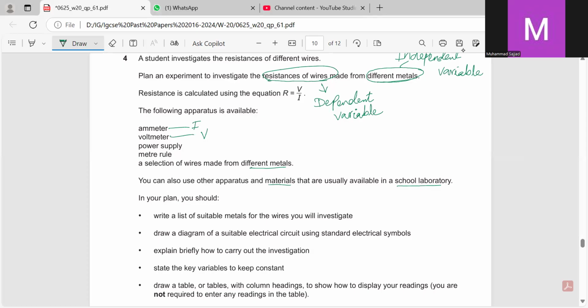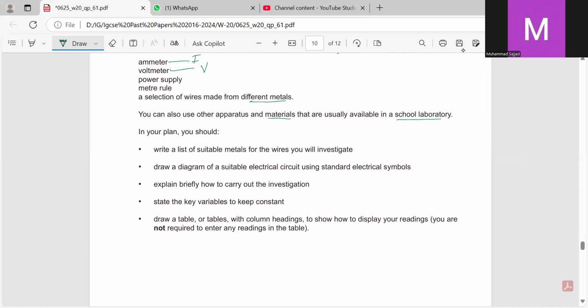In your plan, these are the guidelines which we have to follow. Write a list of suitable metals for the wires you will investigate. Draw a diagram of a suitable electrical circuit using standard electrical symbols. Explain briefly how to carry out the investigations. State the key variables to keep constant for a fair test, and then draw a table or tables with column headings to show how to display your readings.